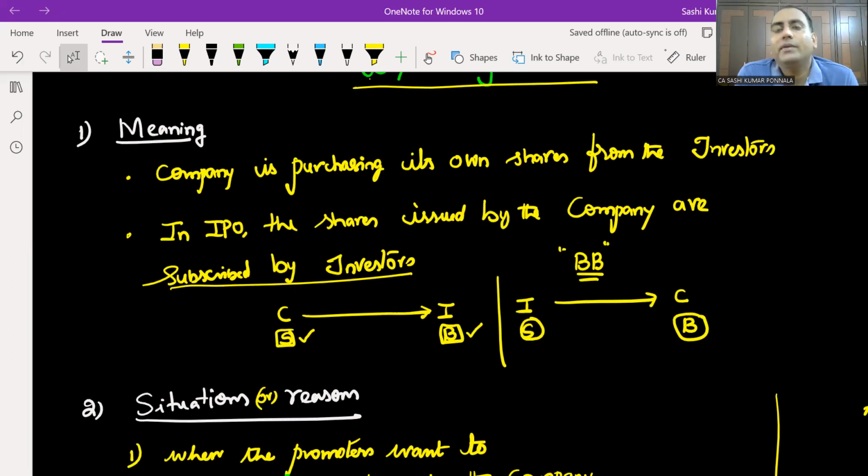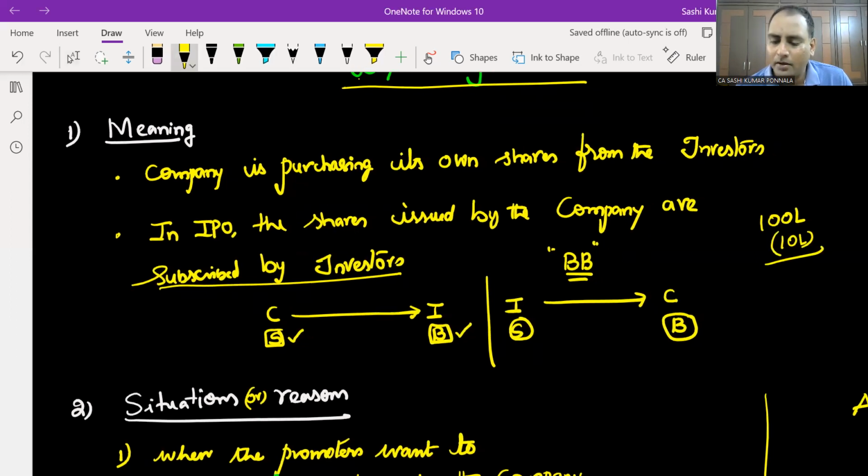There is a specific provision in the Companies Act. The company has to cancel all the securities bought back through the buyback process within 7 days from the date of completion of buyback. This is a mandatory rule. Suppose 100 lakh shares were offered to the public and the company decides to buy back 10 lakh shares. After buyback, these 10 lakh shares should be deducted from the called up capital. Only 90 lakh shares are disclosed in the balance sheet.